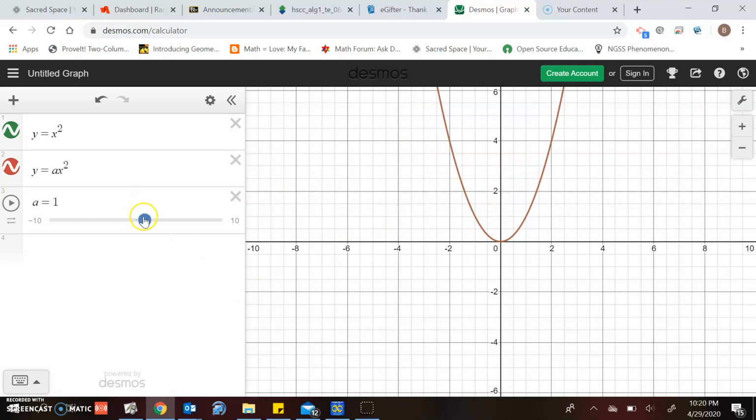Now let's see what happens whenever a gets bigger. So whenever I go up to 2, when it's 2x squared, look at that. Again, my green is the original. That graph got narrower, right? That red one, it's narrower. And now whenever we go up to 3, it keeps getting narrower. The higher I go, and this little slider only goes up to 10, but it keeps getting narrower and narrower and narrower and narrower. And what that is called is a vertical stretch.